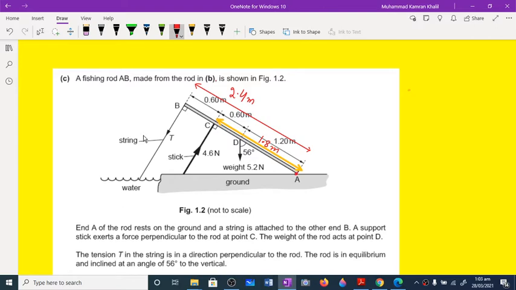So what I have done, I have marked the pivot on the diagram, and all the forces are marked with respect to the distance from the pivot. For example, the force of tension T, its distance from the pivot, I have already added. That is 2.4. Then the distance of the force 4.6 is 1.8 meter, and the weight, which is acting in the downward direction, is 1.20 meter.